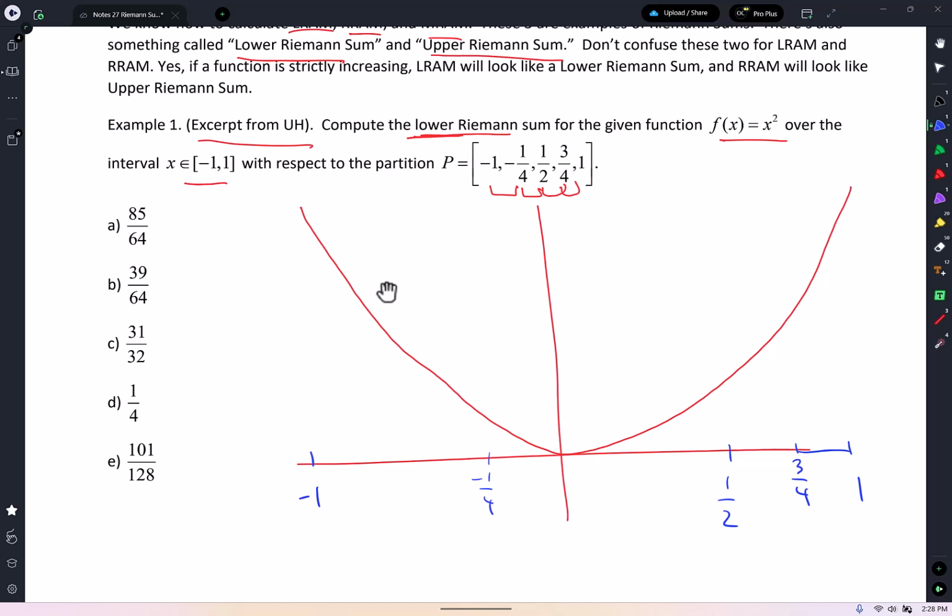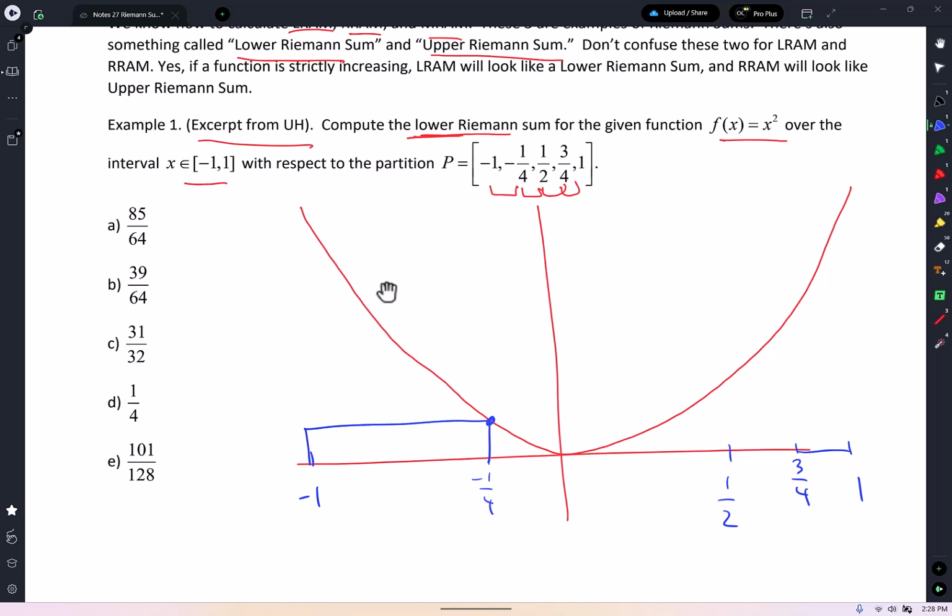Between the x values negative 1 and negative 1/4, what y value is the lowest on that specific partition? At negative 1/4. Do you guys see that? So that's my rectangle because it's a lower Riemann sum. You'll see right now with this next one.